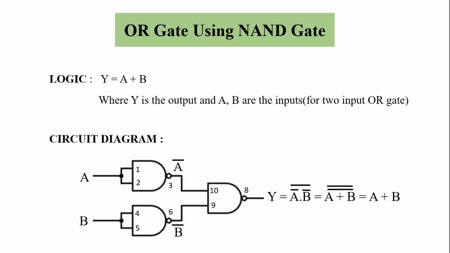In the third NAND gate, the inputs are the output from first and second NAND gate. So A bar and B bar is the input of third NAND gate. So the output is (A bar dot B bar) whole bar equal to A plus B by using De Morgan's theorem. This is the logic of OR gate.